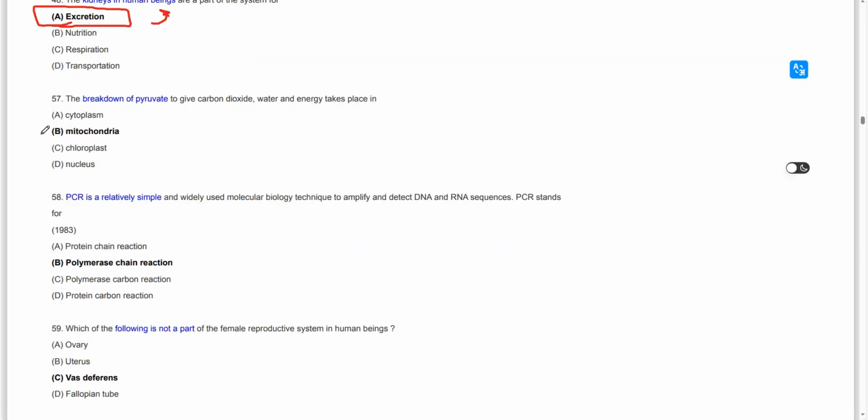Moving on to the next. The breakdown of pyruvate to give carbon dioxide, water, and energy takes place in mitochondria. So in mitochondria, all this process takes place. The breakdown of pyruvate to give carbon dioxide, water, and energy takes place in mitochondria.